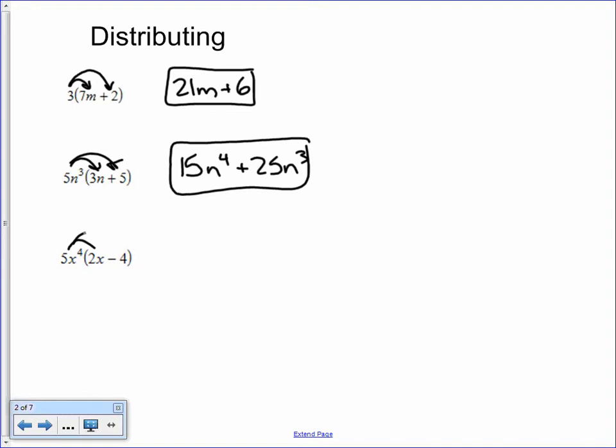Alright, now distributing this through. 5x to the fourth times 2x is going to give me a 10x to the fifth. 5x to the fourth times negative 4, multiplying those together, is going to give me a negative 20x to the fourth.